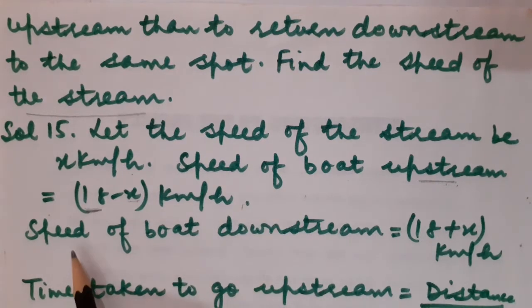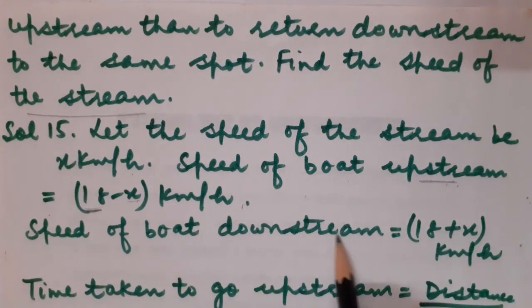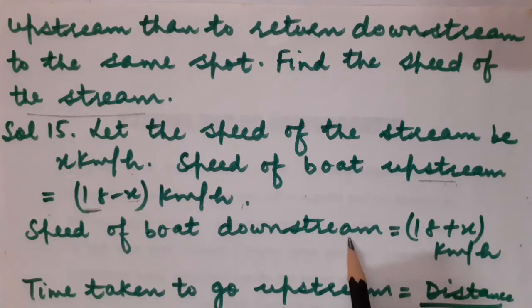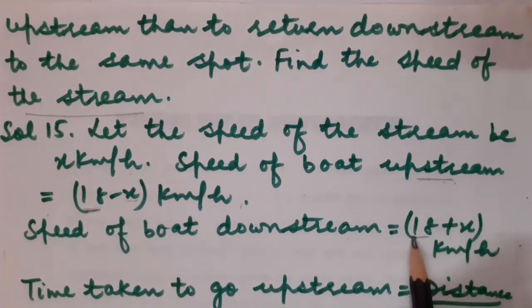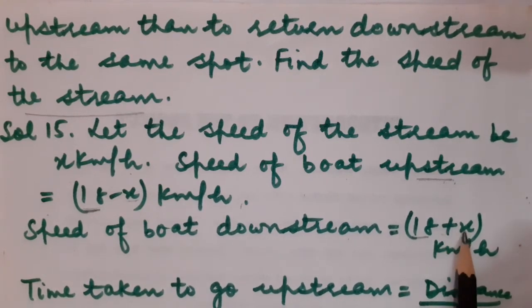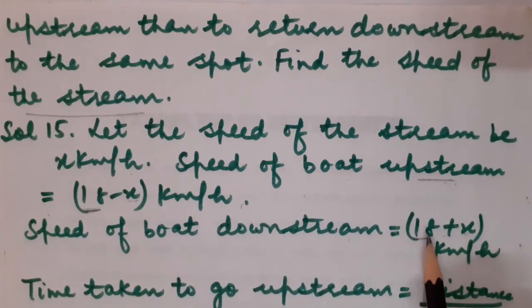Correct? Now let us discuss the speed of the boat downstream. When water is also flowing in the downward direction and the boat is also going towards downstream, so definitely the speed of the boat will be increased. So how will we increase it? Speed of the boat in still water plus speed of the current, or even I can call it speed of stream. Correct? So this will be 18 plus x km per hour.